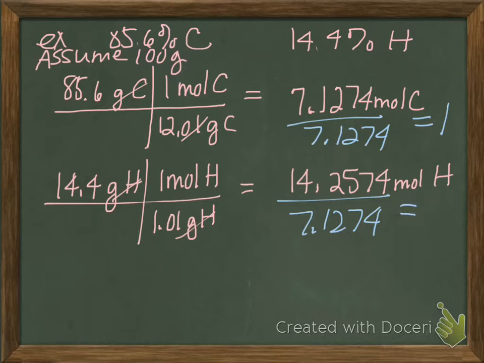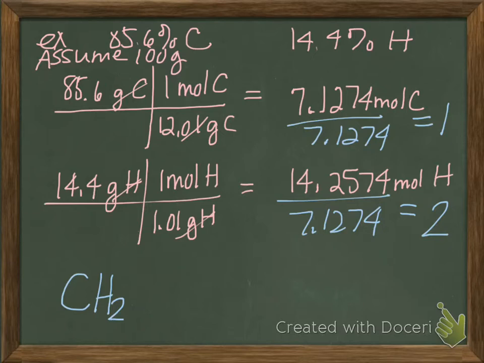Okay, and then if you do that one, what do you get? I mean, I'm going to tell you it's 2. Okay? Now, that is our formula. That means that we have, our empirical formula is 1 carbon and 2 H's. So it's CH2.